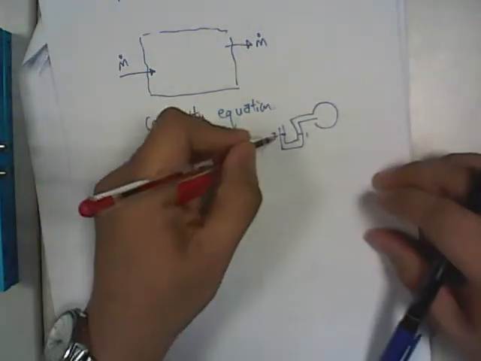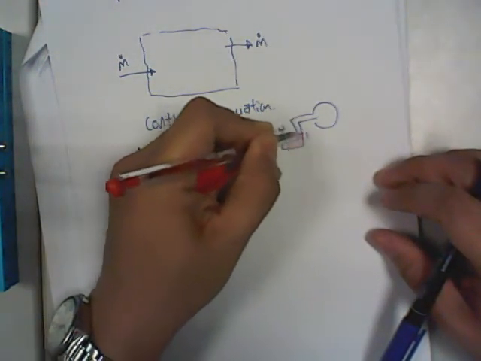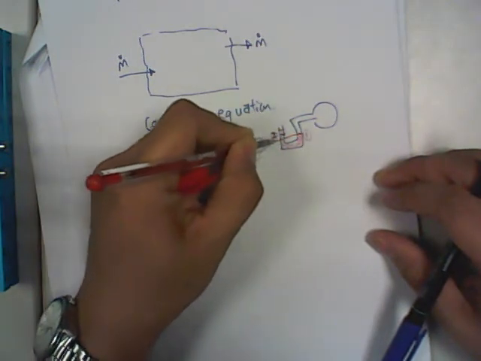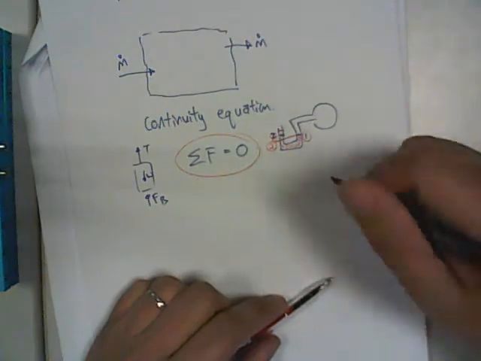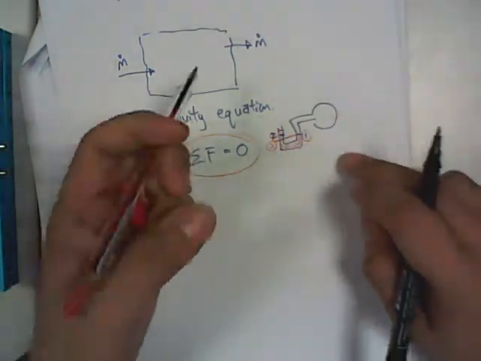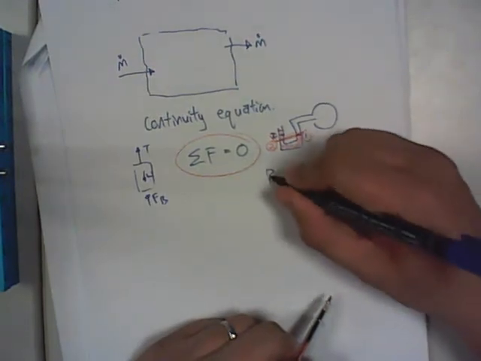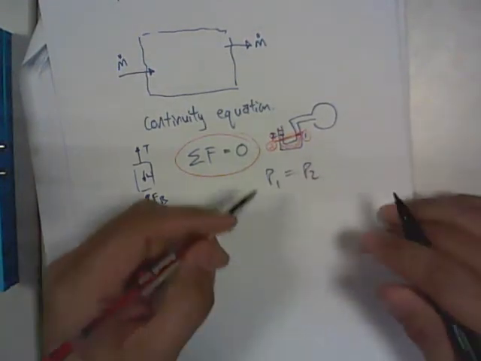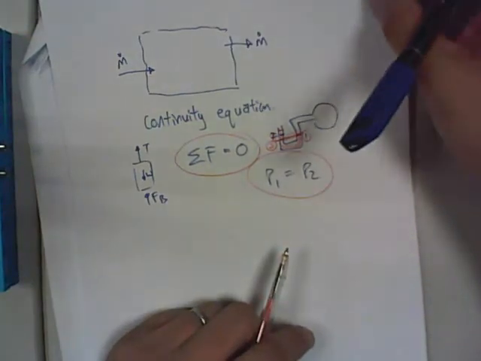Then let's say it's here. Okay, 0.1, 0.2. Then you start off with the equation: the pressure at the same elevation is equal. So we start off with P1 equals P2. Then we carry on the calculation.